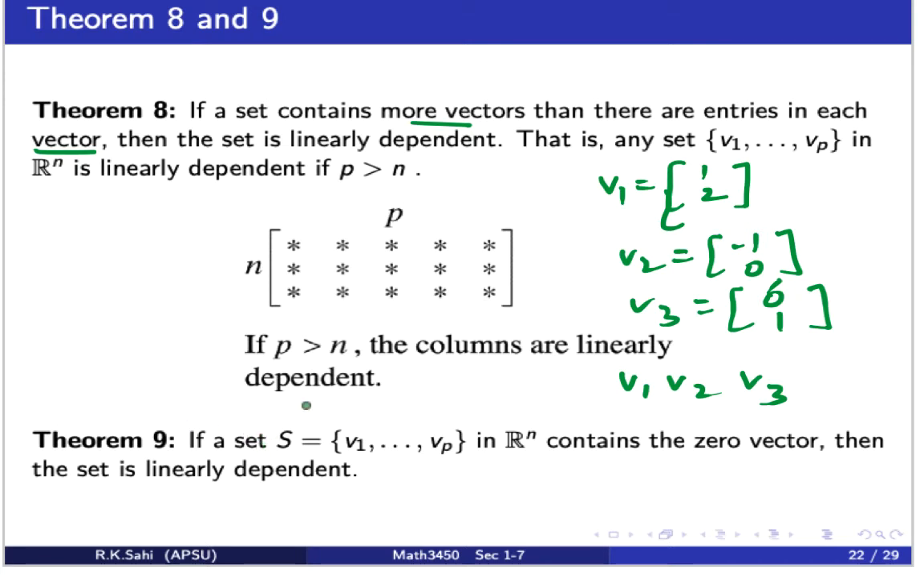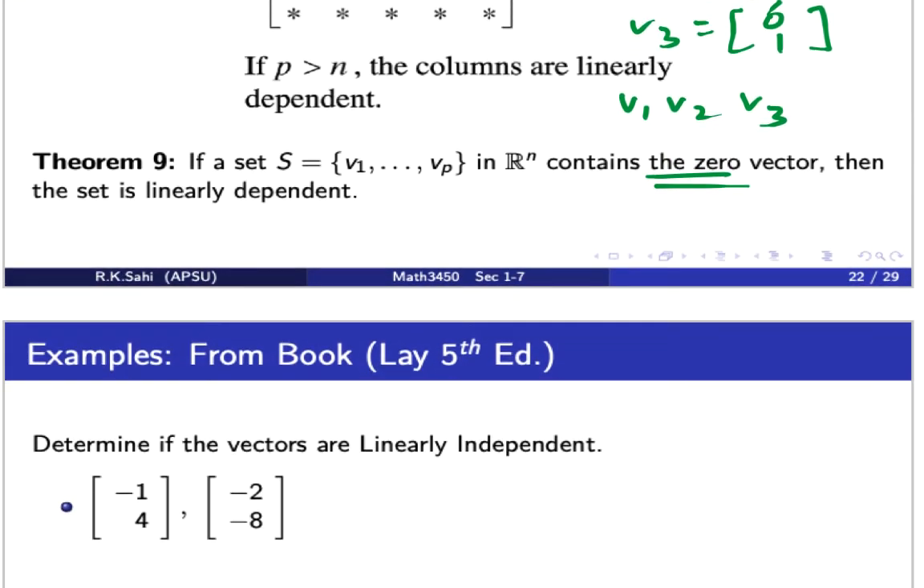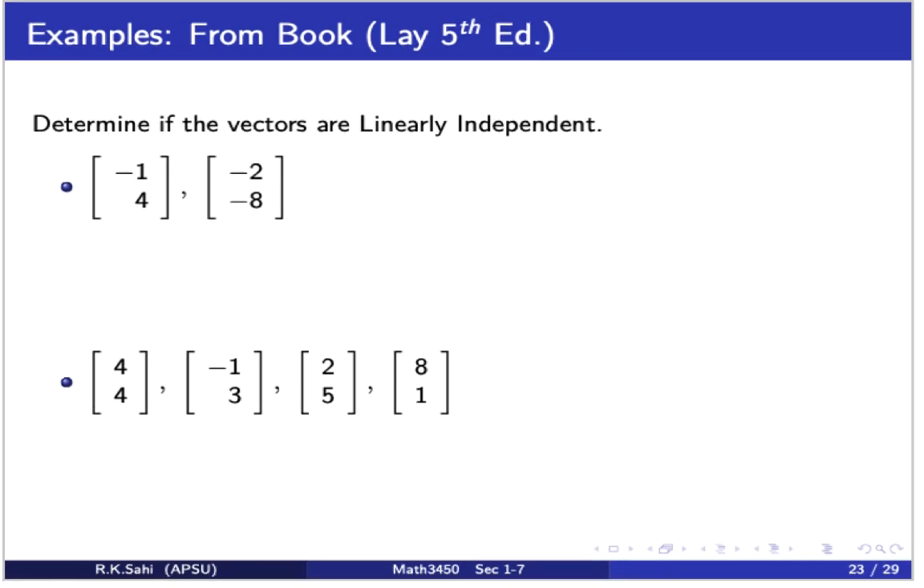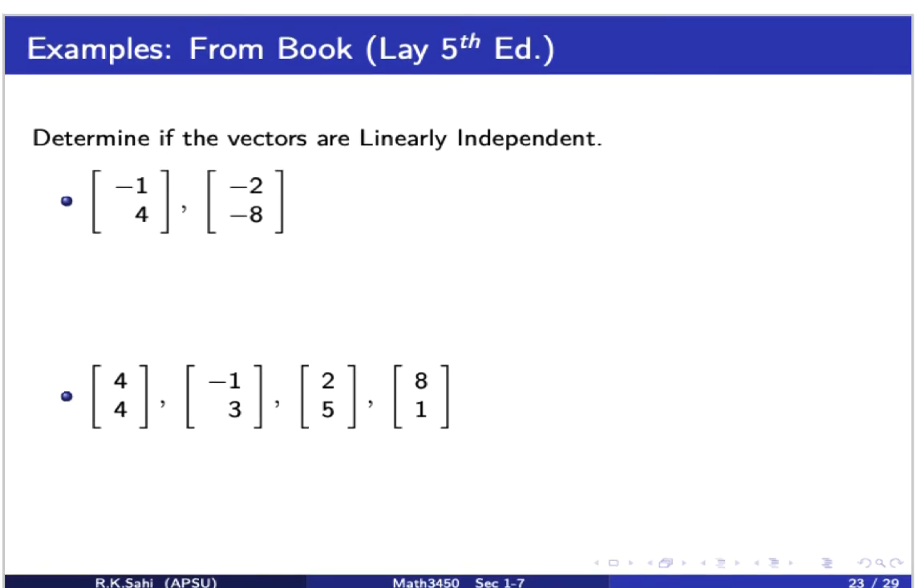Theorem 9 says if you have a set of vectors which contains the zero vector, you can blindly say that set is linearly dependent. Now I'm going to do some examples which will help you when you do practice problems. These examples have been taken from the book, from the exercise section.